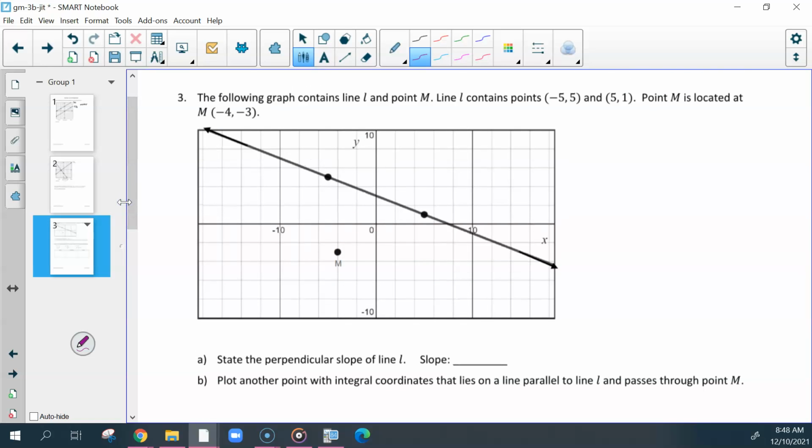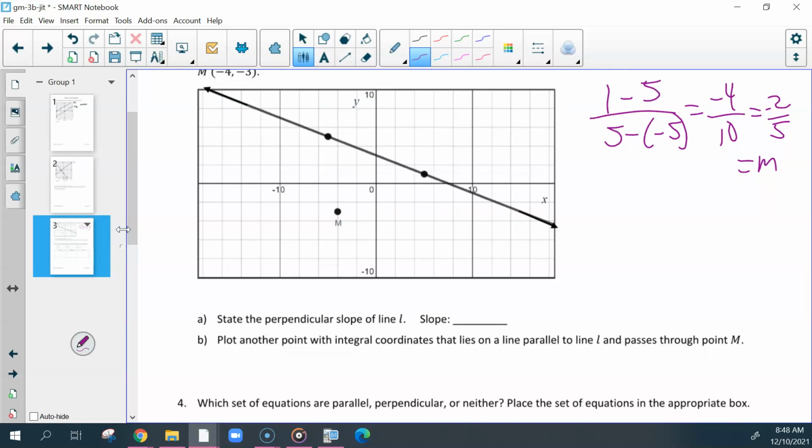The slope of this line, I'm going to go ahead and do that really quickly. 1 minus 5 over 5 minus negative 5. So negative 4 tenths, or negative 2 fifths. That is the slope of this line. What would the perpendicular slope of this be? Positive 5 over 2. So you needed to find the original slope and then take that and flip it.